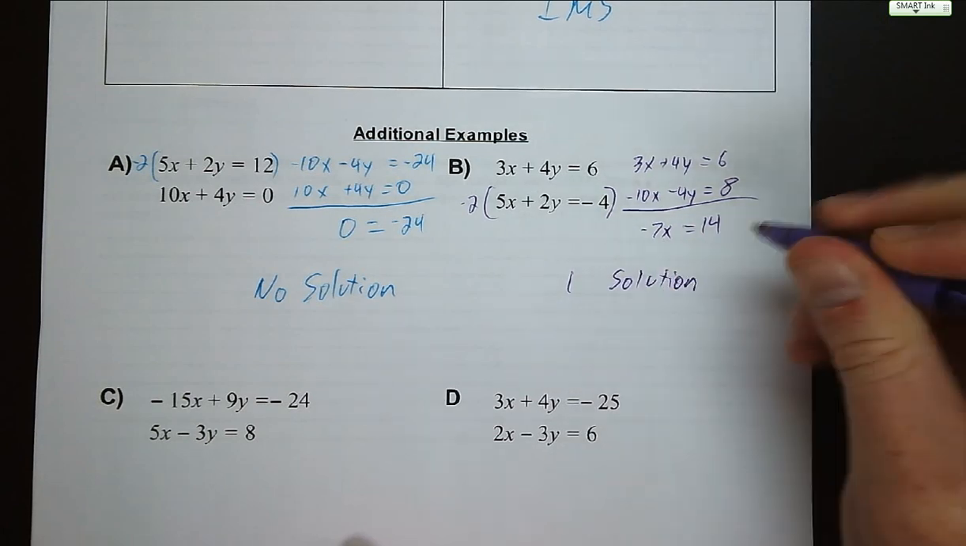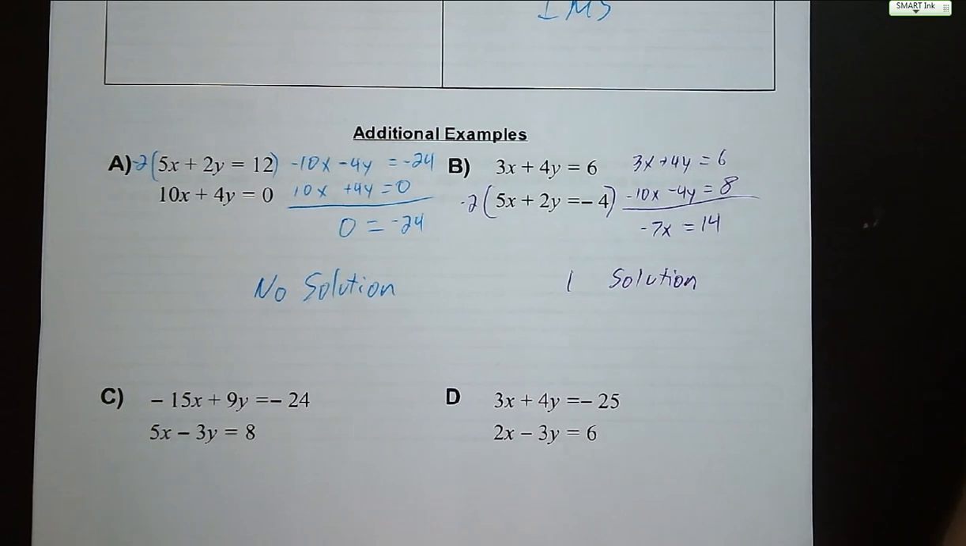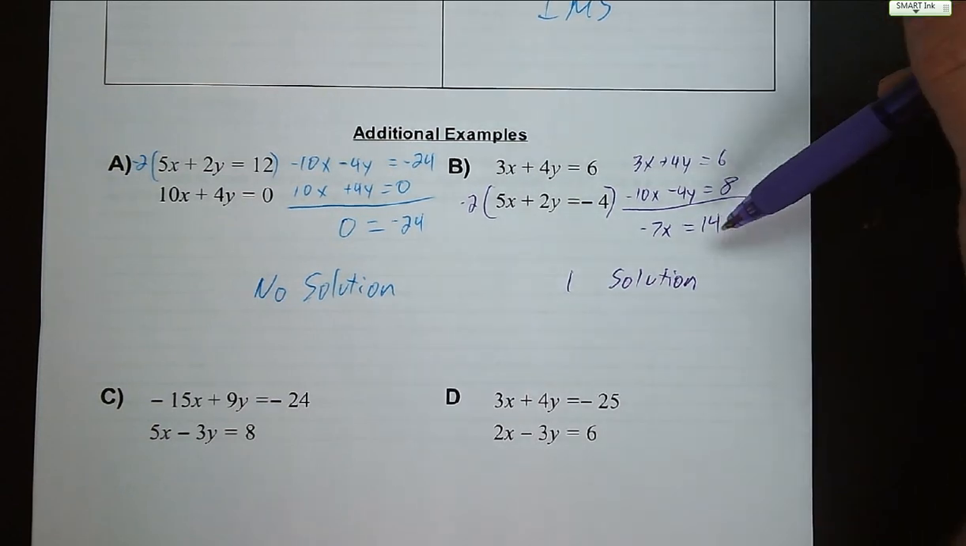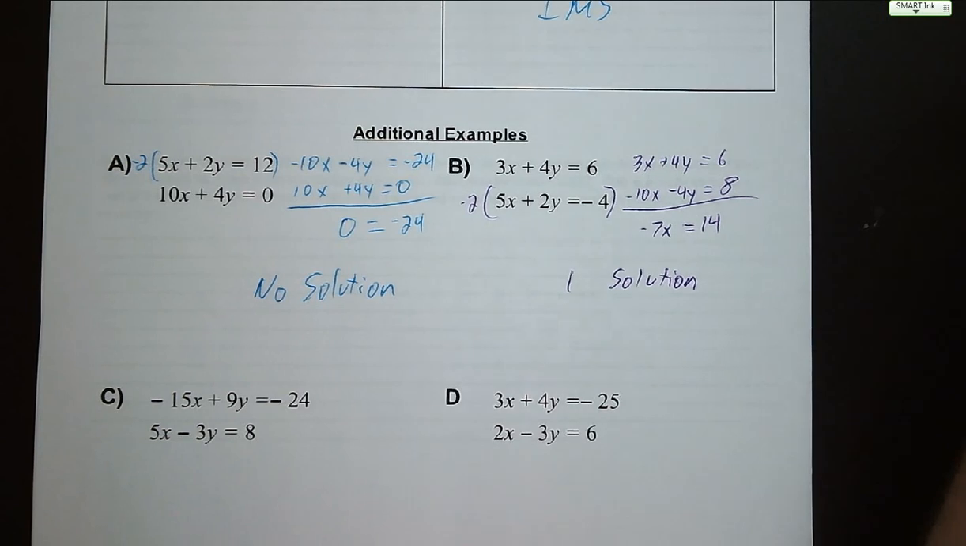So if the question I'm asking you is how many solutions does an equation have, once you get to this point, once you have solved the equations and added them together, you can stop at that point. If I'm asking you what the solutions are, you would need to keep going. But if I just want to know how many solutions there are, you can stop right here.